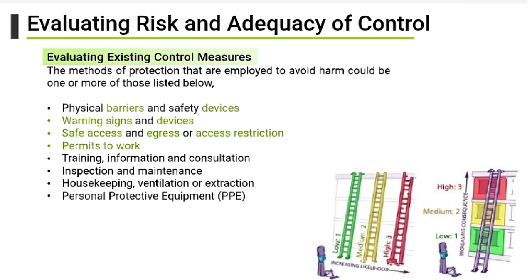When evaluating risk and the adequacy of control measures, it's essential to assess the effectiveness of existing controls. These protective methods can encompass a variety of strategies, such as physical barriers, warning signs, safe access and egress, permits to work, training, inspection and maintenance, housekeeping, ventilation, and the use of personal protective equipment, PPE. This comprehensive evaluation ensures that the measures in place are appropriate and efficient in minimizing or preventing harm, contributing to a safer work environment.